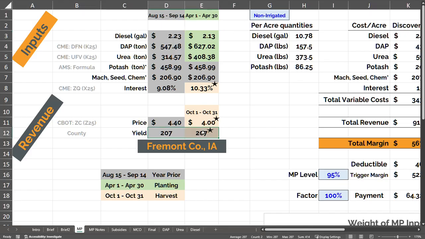The county yields, expected and actuals, are going to be exactly the same yields that are used for your other products like your revenue protection and your SCO or ECO. They take those values, they multiply them by per acre quantities, and these quantities are derived from the yield. So if you have a county with a much higher expected yield, you're going to have much higher expected quantities of your fertilizer and diesel values. In Fremont County, for example, this is 2025 data, but they had an expected yield of 207. So I was just plugging that in there.